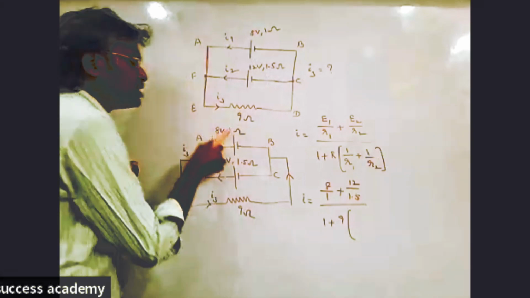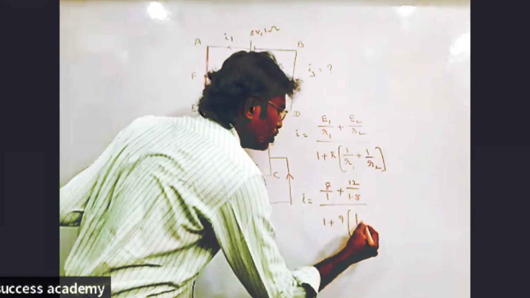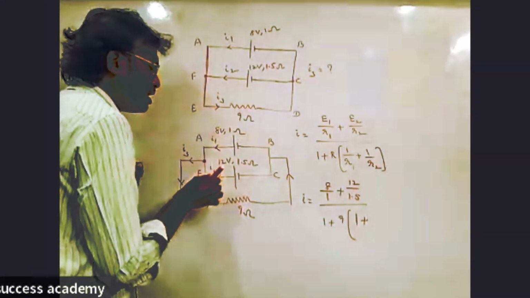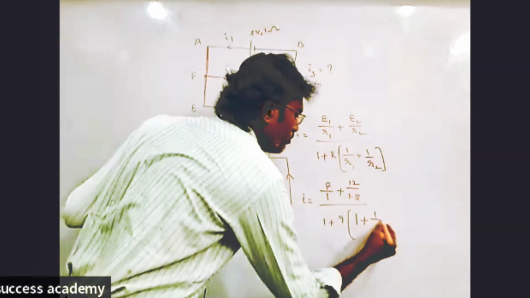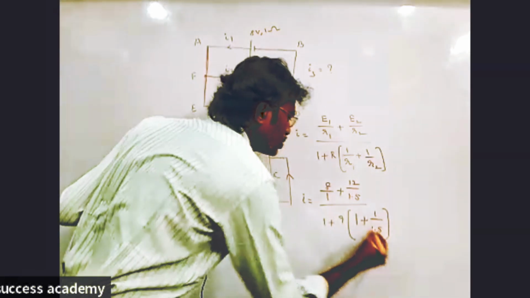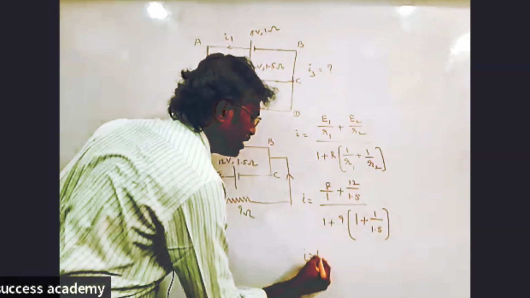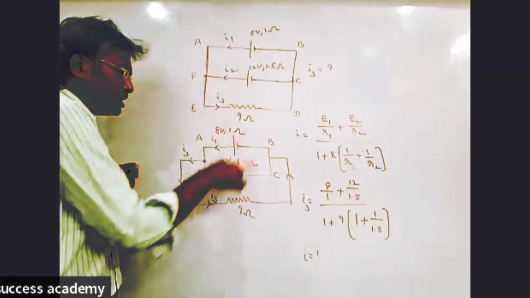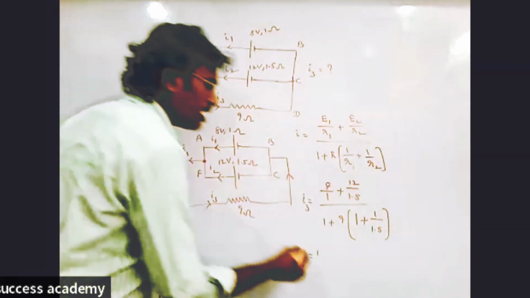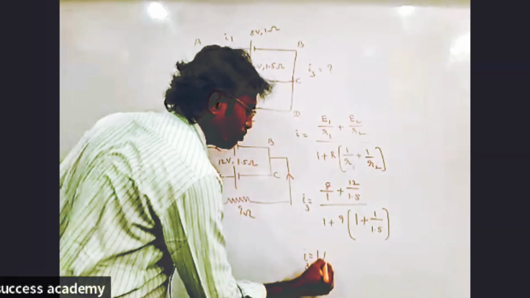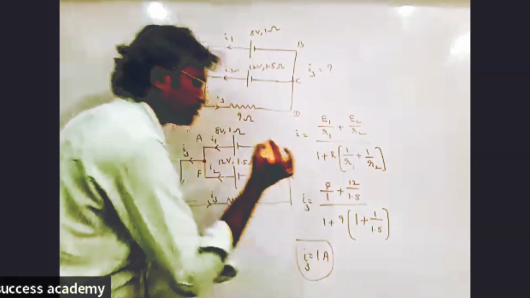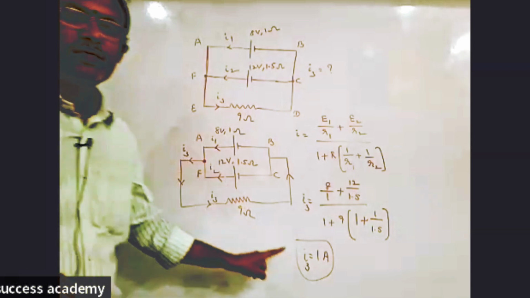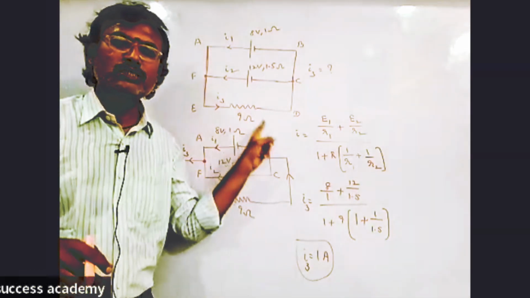1 by R1 is nothing but 1. 1 by 1 means 1 only, plus 1 by R2 means 1 by 1.5. If you solve this, you will get that I value, which itself is nothing but I3 here. In this problem, that value is I3. I3 is equal to, what's the value, ma? 1 ampere you will get if you solve that. Okay, so this is the answer. Like that, we need to solve this problem.